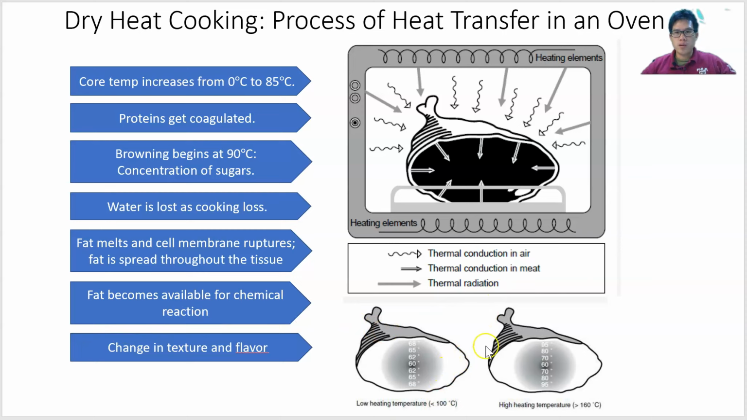You can see from these two figures that if you are heating at a lower temperature, about 100 degrees Celsius, the surface is at a lower temperature and the core is 60 degrees. But if you are heating at a much higher temperature, 160s, the surface is a lot hotter, 95, while the core is still 60, because of the penetration depth. So when cooking at higher temperature, you get browning, but the core may not be fully cooked.